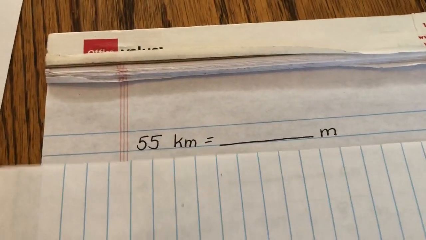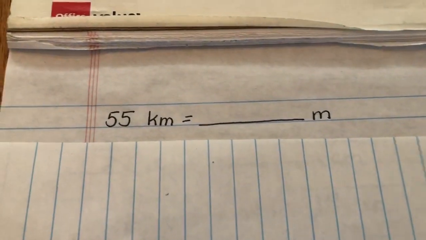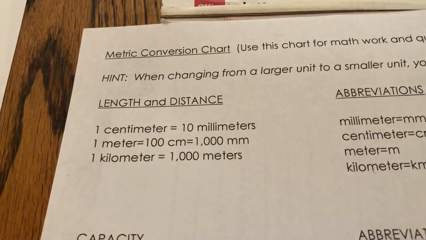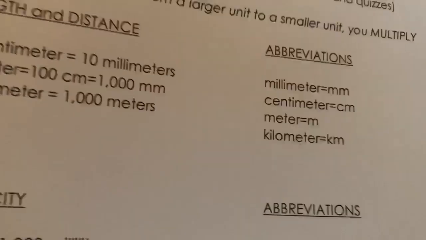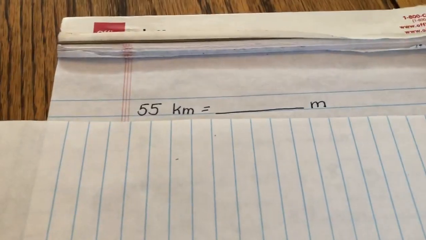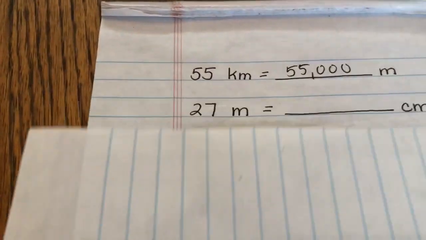All right, let's get started with our first example for length and distance. So let's write down this problem in our spiral. 55 kilometers equals how many meters? Now when I look at my conversion sheet, I can see that it takes 1,000 meters to equal 1 kilometer. So I'm going to multiply by 1,000. So 1,000 times 55, that would give me 55,000.